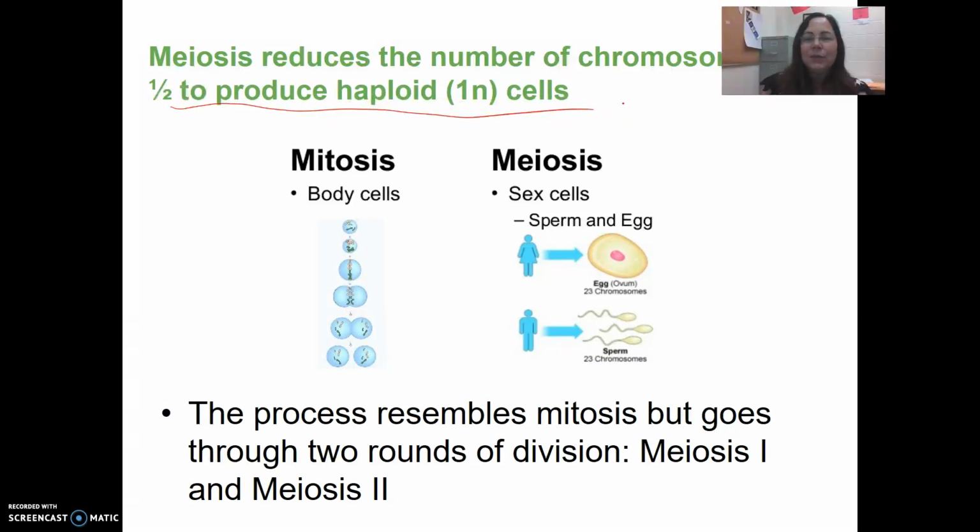Meiosis is responsible for producing the egg in humans and the sperm in humans, as well as the egg and sperm in plants, gametes in other organisms, and spores in some organisms. Now, another difference in meiosis and mitosis is that there are 2 cell divisions in meiosis. There's a meiosis 1 and a meiosis 2.